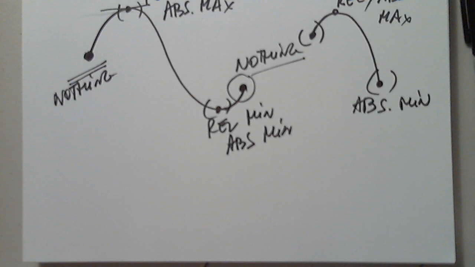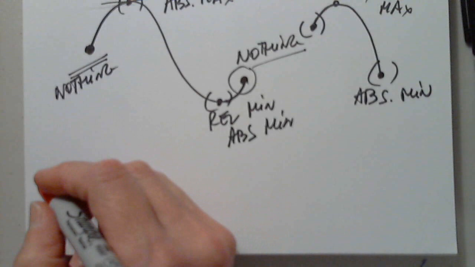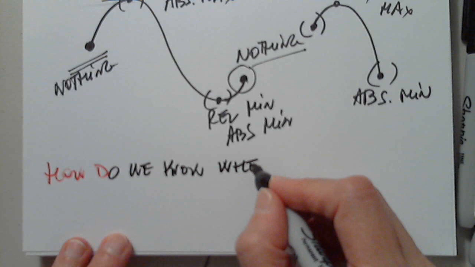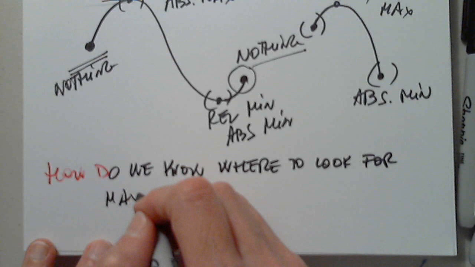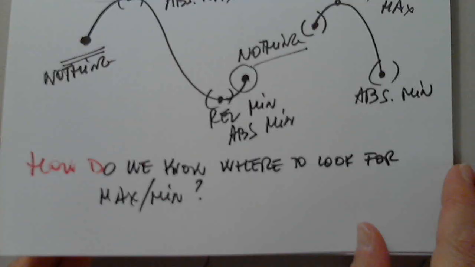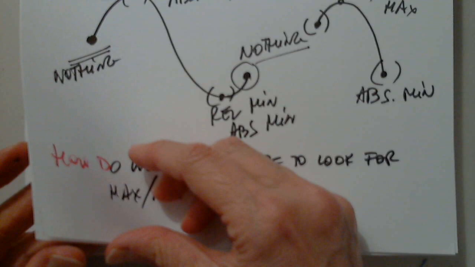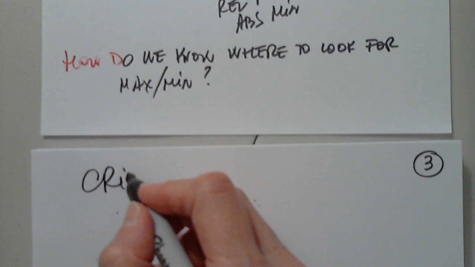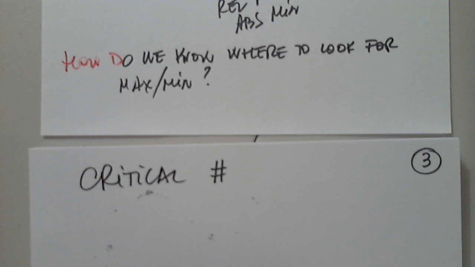Okay. Now, how do we know where to look for max min? You can say graph it. No. No. We are learning how to do this for graphing. We don't graph to draw conclusions. Okay. So there is something called critical number. Some books call it value, some books refer to it directly as critical points. It doesn't matter. So what is a critical number?